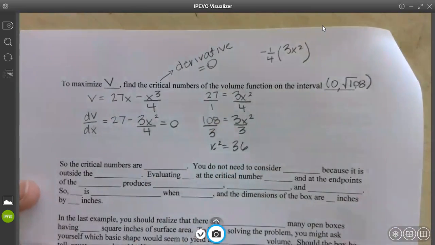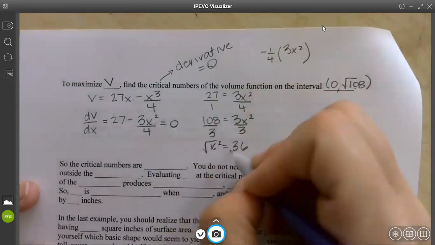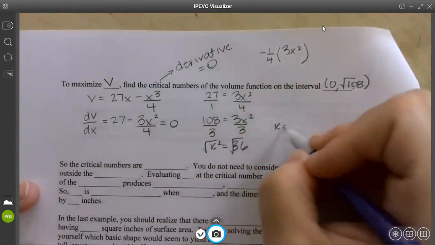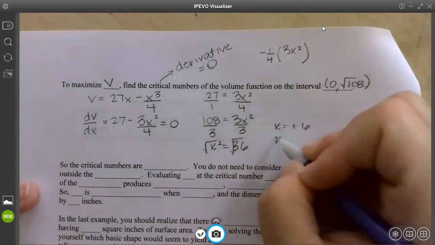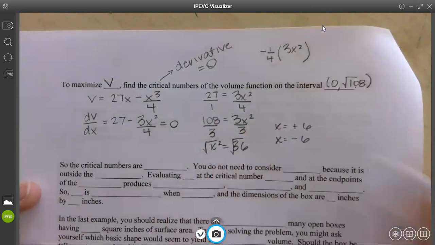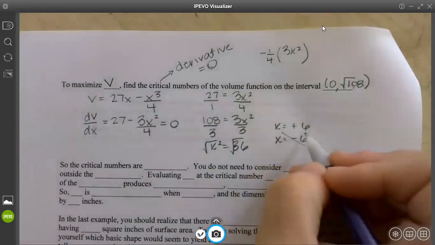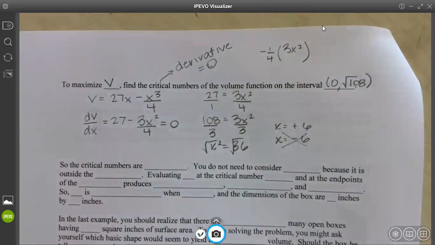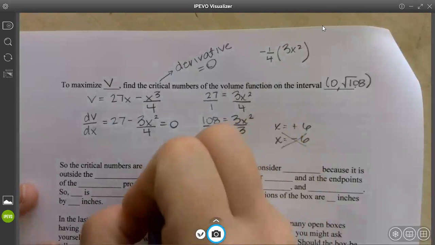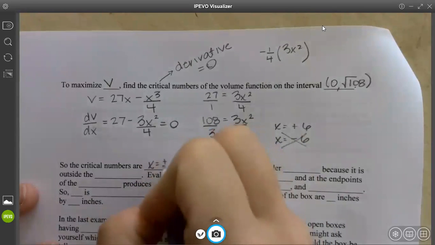What do I do now? How many answers are there to a square root problem? Positive 6 and negative 6. But what do we have to remember? The domain is 0 to square root 108. So what do you know? Okay. And they're going to explain that in this paragraph now. Okay, so I just explained it, but we're going to do it again. So the critical numbers are x equals plus or minus 6.